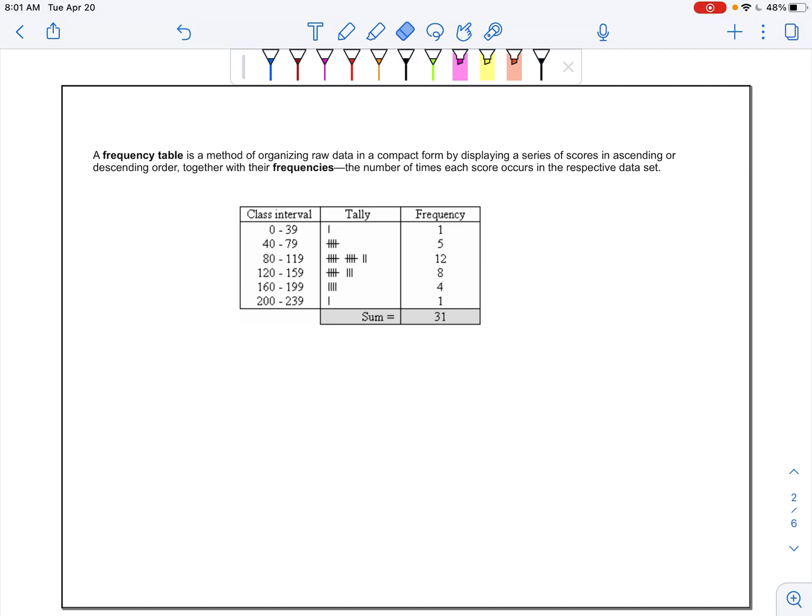So you can see here that 0 through 39 had one piece of data. 80 through 119 had 12 pieces of data. So it's really just counting up how many pieces of data show up within each interval. It's a good idea to sum them over here, so I counted all my pieces of data, to make sure that you have accounted for all of your data in that frequency or tally table.